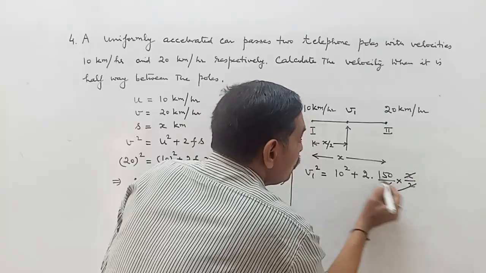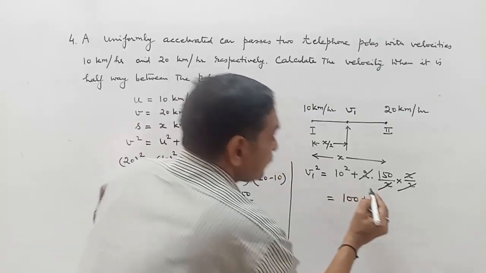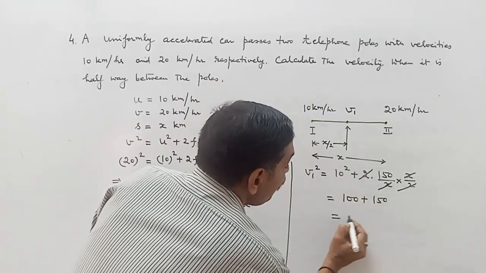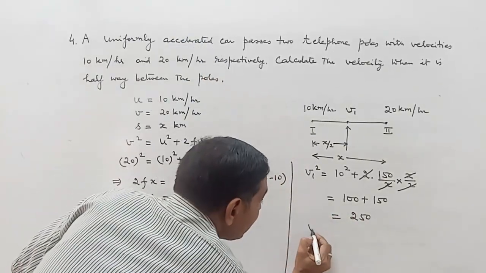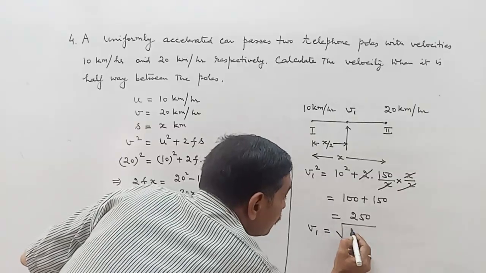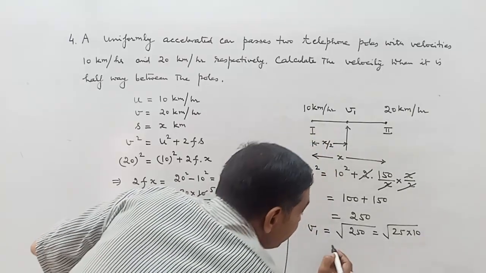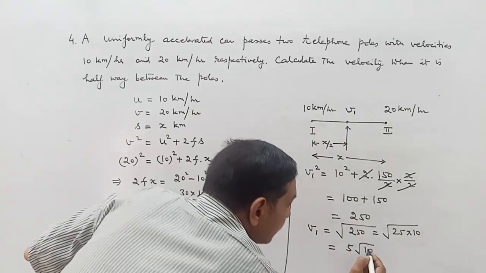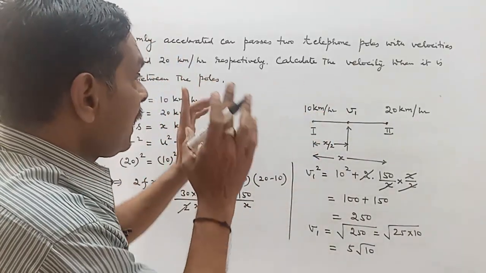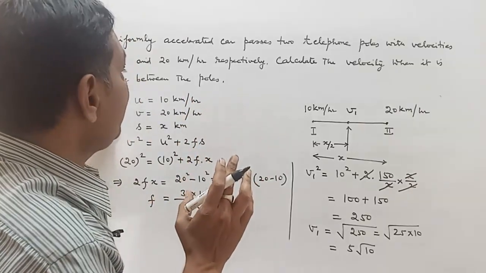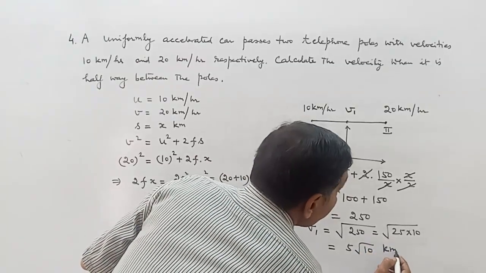x is cancelled, 2 is also cancelled. So it is 10 square, which is 100, plus 150, which means 250. So v1 equals under root of 250, which can be written as under root 25 into 10, meaning 5 under root 10. This will be our velocity when the car is halfway between the poles. The unit will be kilometer per hour.